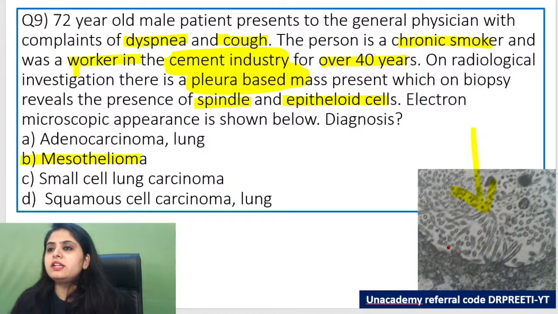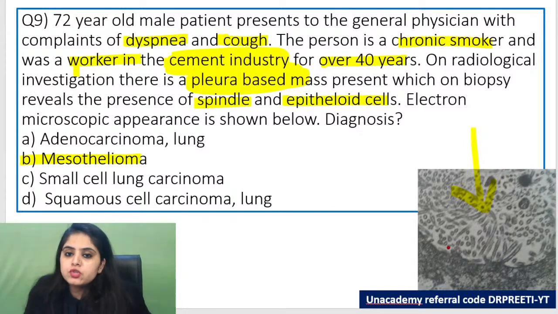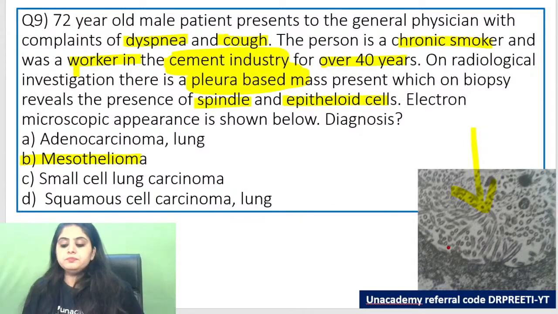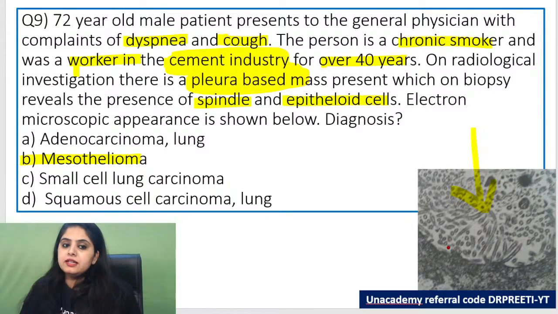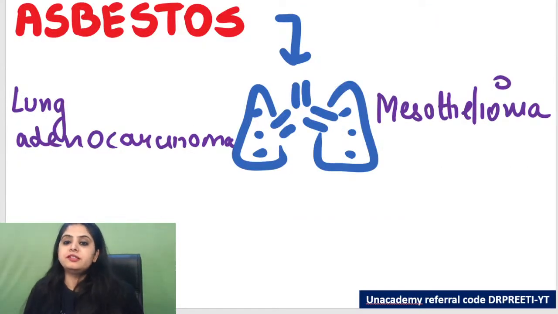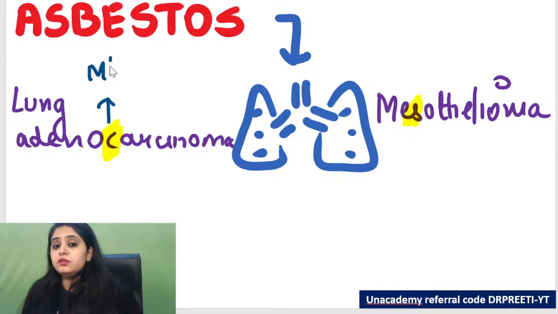Cement industry, pleura-based mass, and you gave me the answer. So basically which exposure are you suspecting? Pleural tumor and which exposure? You must be suspecting asbestos exposure. So now the question comes, which are the two lung tumors that asbestos causes? Number 1, lung adenocarcinoma. Number 2, mesothelioma. Remember, lung adenocarcinoma is the most common and mesothelioma is going to be the most specific.